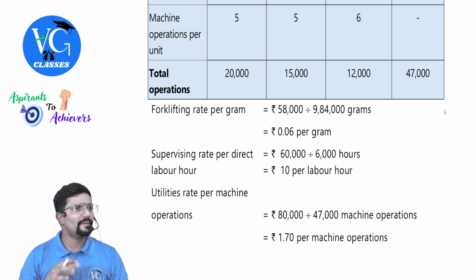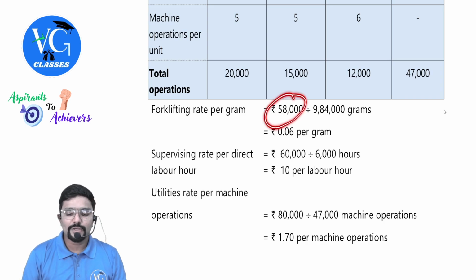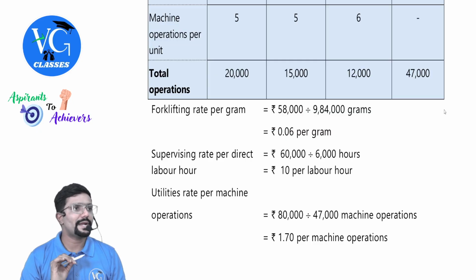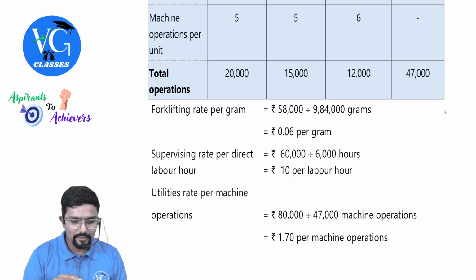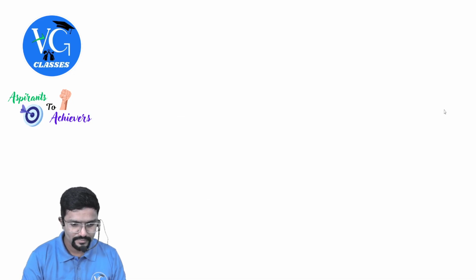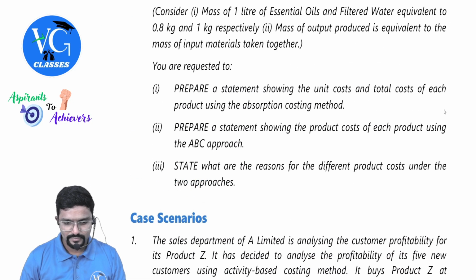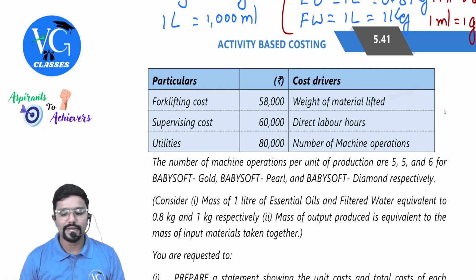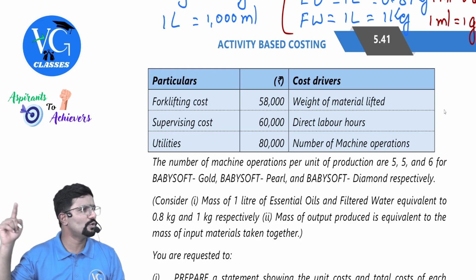Now, activity part. Guys, 58,000 is the forklifting activity cost. So they're telling, one second, let me go back and see. Cost drivers. Weight of material lifted, direct labor hours, number of machine operations. Number of machine operations is given here only, 556. Multiply with the number of units, you will get total. Whereas direct labor hours we already found out, 222,000.